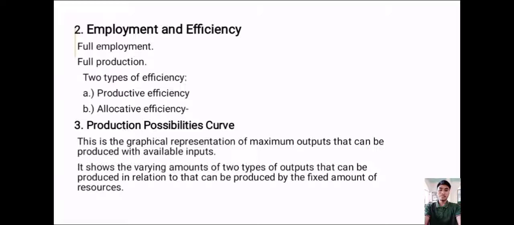The third is the production possibilities curve. This is the graphical presentation of the maximum outputs that can be produced with available inputs. It shows the varying amounts of two types of output that can be produced by a fixed amount of resources.